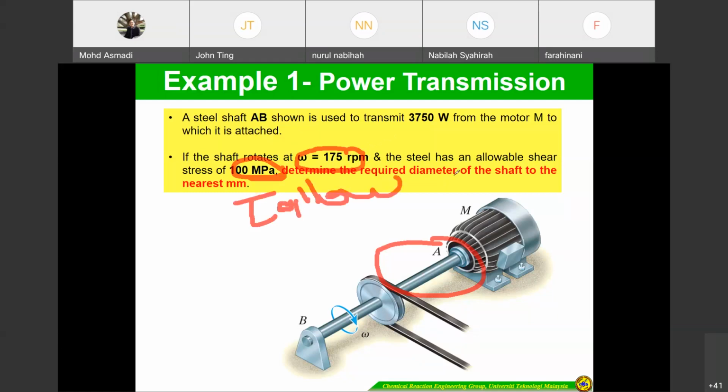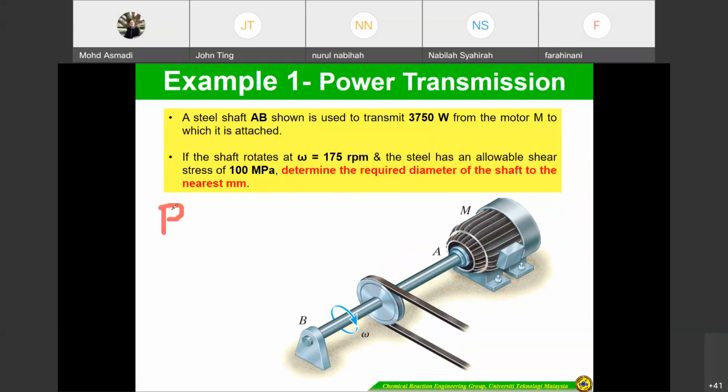Okay, determine the required diameter of shaft to the nearest millimeter. So just remember that from the previous equation, P equals T omega. So P is equal to 3750 watt, because it's power, right?